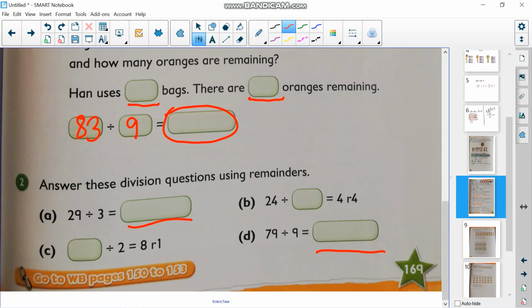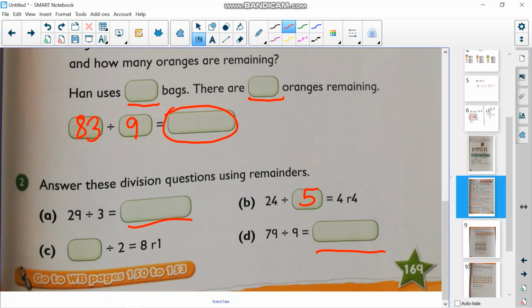Now for letter B, you just have to think of a number that when you multiply to 4 and when you add 4, you will get 24. Okay? So if you know the 4 times table, you can count by 4. So 4, 8, 12, 16, and 20. So that is 4 times 5, and then you add 4, you will get 24. So we can write here 24 divided by 5 is equal to 4, remainder 4.